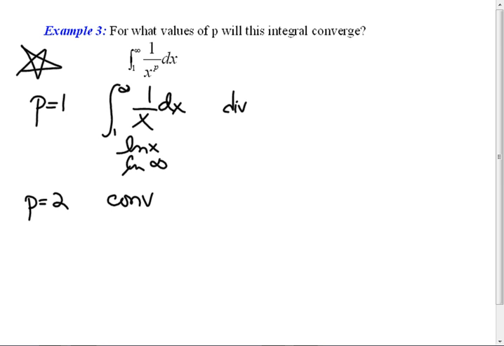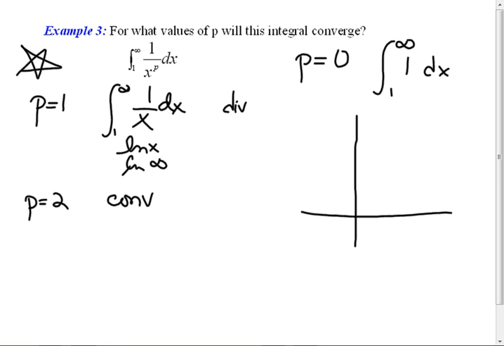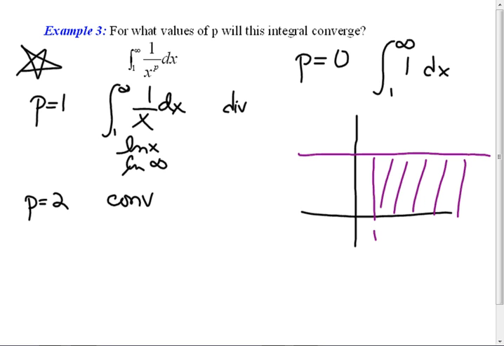What if p is equal to 0? You have to consider all cases. If p is 0, then that's the integral of 1 dx from 1 to infinity. That's the area under the curve of y equals 1 from 1 to infinity. Does that converge, or does that keep getting bigger? Okay, so this diverges.